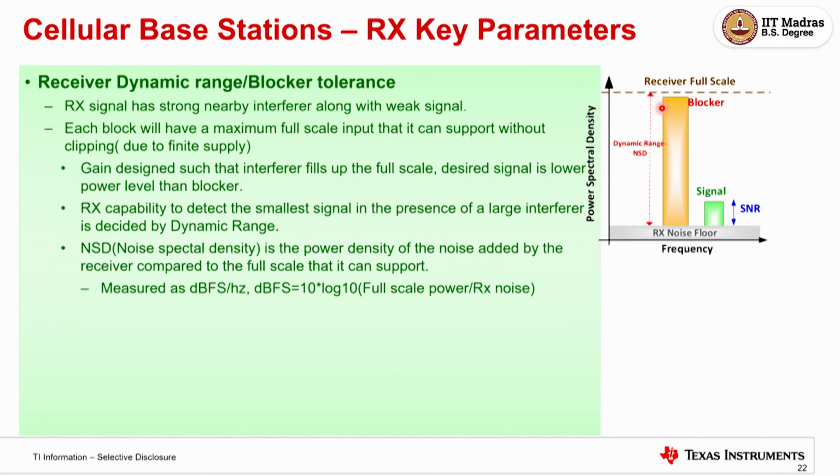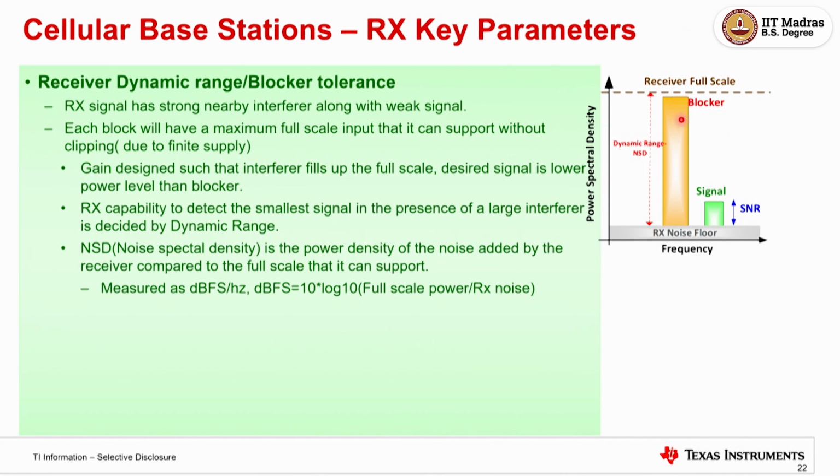Your receiver should not get saturated with this. Your receiver should be able to detect this, but it should have the resolution to actually figure out what this information is. That's called the dynamic range of a receiver. Suppose your receiver saturates right here. This is the level of the receiver. The receiver just saturates, clips. Then there is nothing you can figure out.